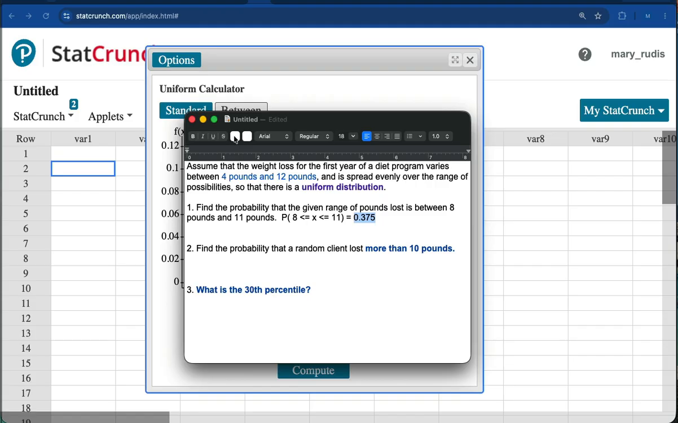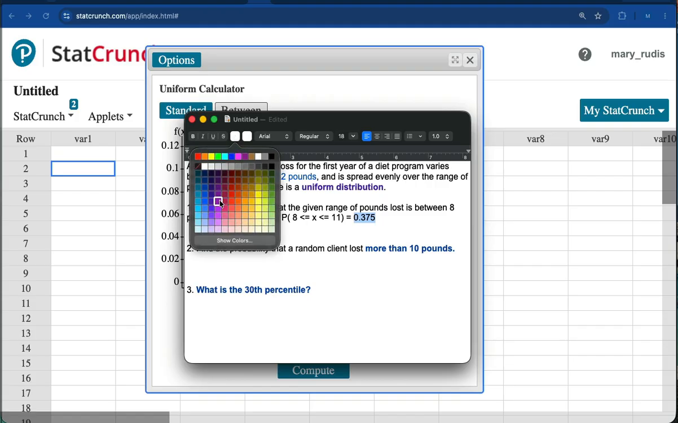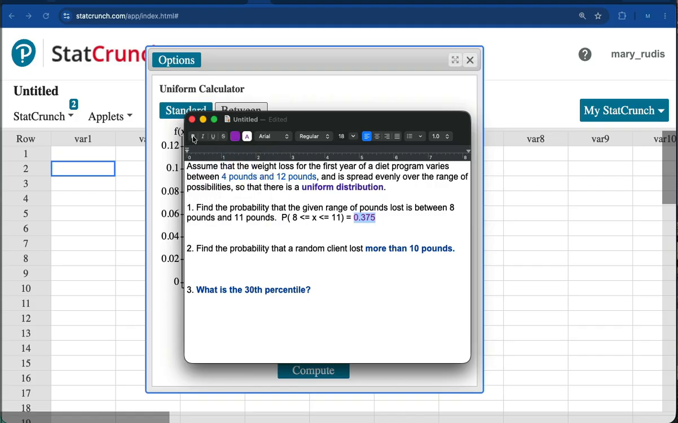0.375. I'm going to highlight it in this pink color. Okay. So that answers question 1. Question 2, let's find the probability that a random client that was selected has lost more than 10 pounds. Notice that that's not in between two numbers. It's strictly more than 10 pounds.